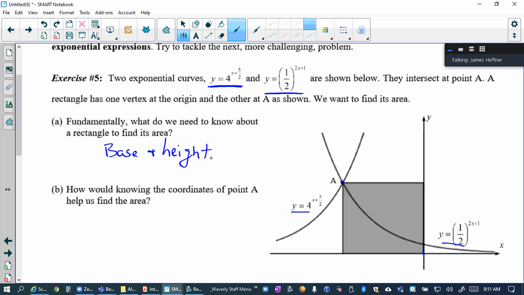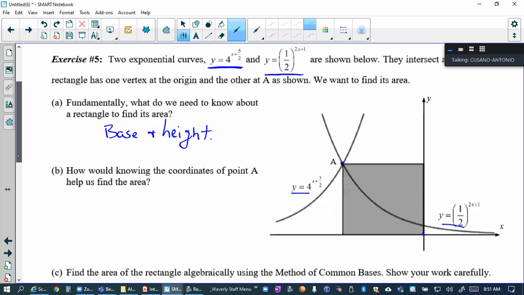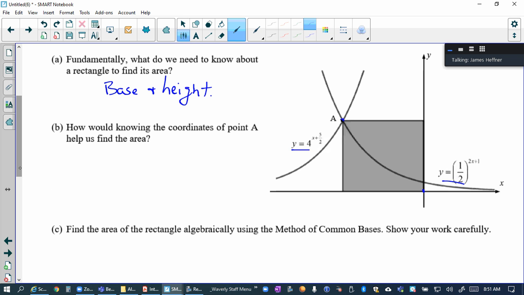You need its base and height, right? And part B, how would finding the coordinates of A help us find that? Because we know the height. So A would be some x, y, right? The x distance to the left and y up, wouldn't that be the base and the height?